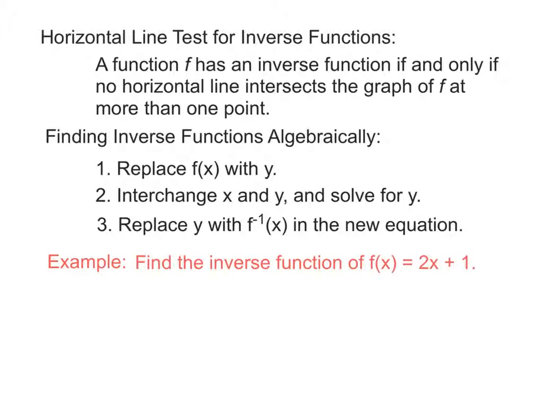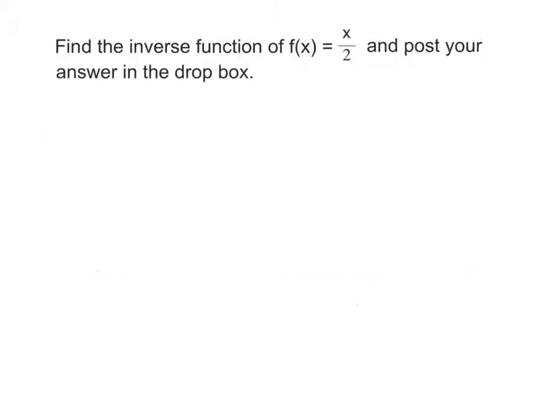So let's look at an example. Let's find the inverse function of f of x is equal to 2x plus 1. So, as was stated earlier, I substitute y for f of x. Then I swap x and y, or interchange them if you will. Then I solve for y. In this case I get x minus 1 over 2. And then I substitute f to the minus 1 of x, which is the symbol for inverse function. So the inverse function of 2x plus 1 is x minus 1 over 2.